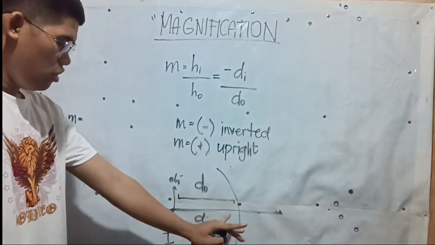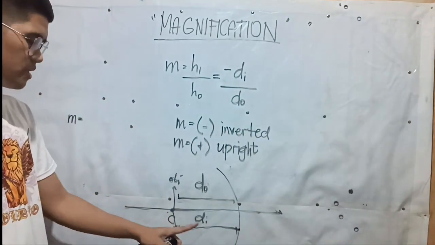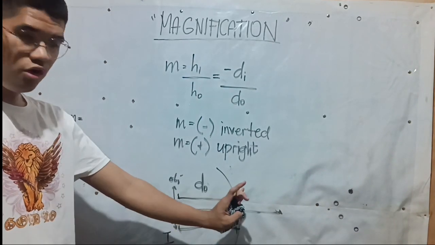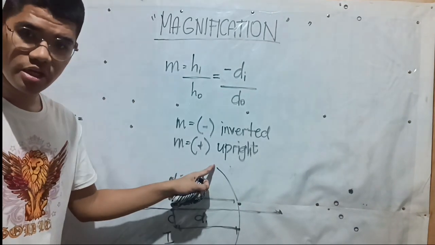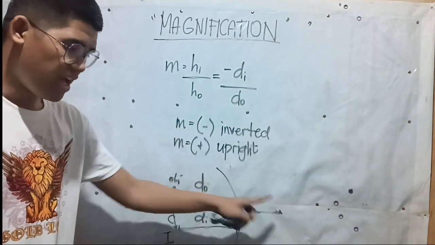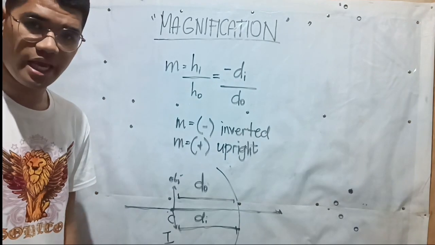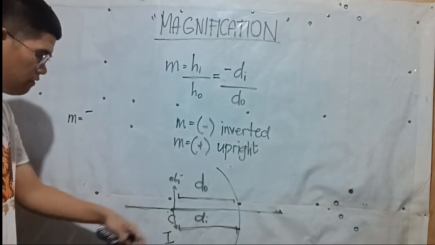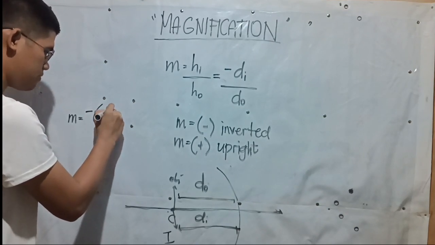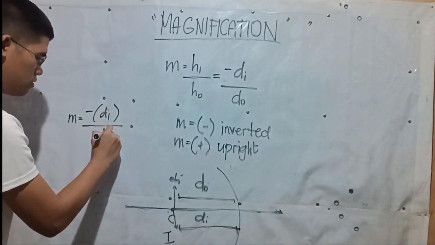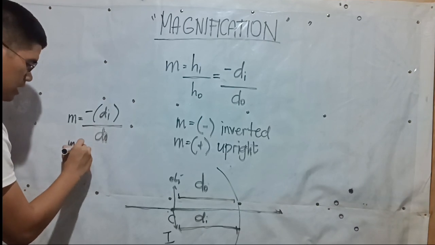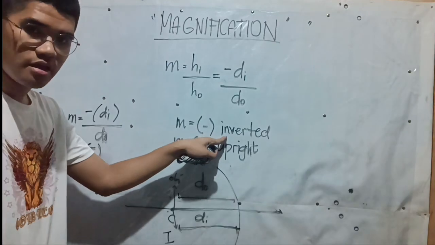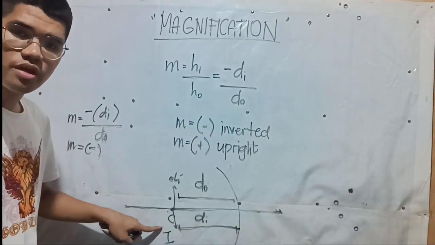Remember, all figures, symbols, images, and numbers on the left side of the mirror are always positive. If they are on the right side, they are all negative. So we have our DI, which is a positive DI over DO. Our M is negative, which means the image is inverted, like here.